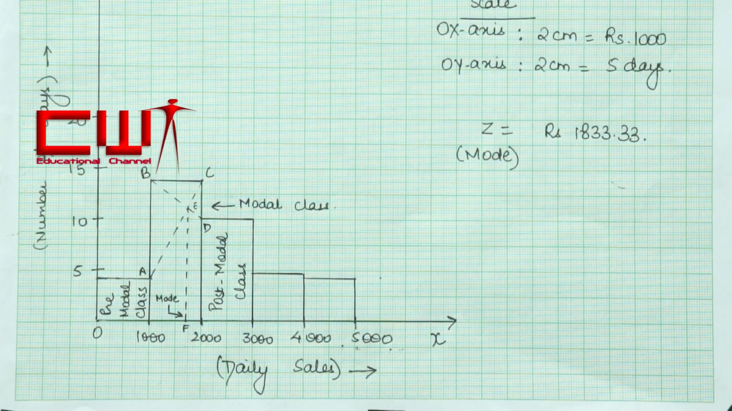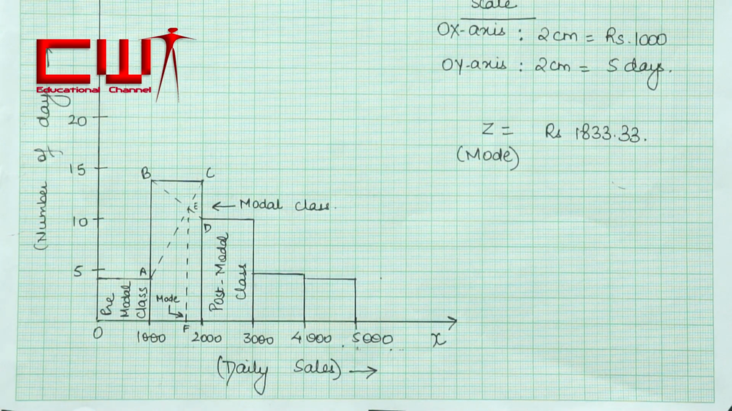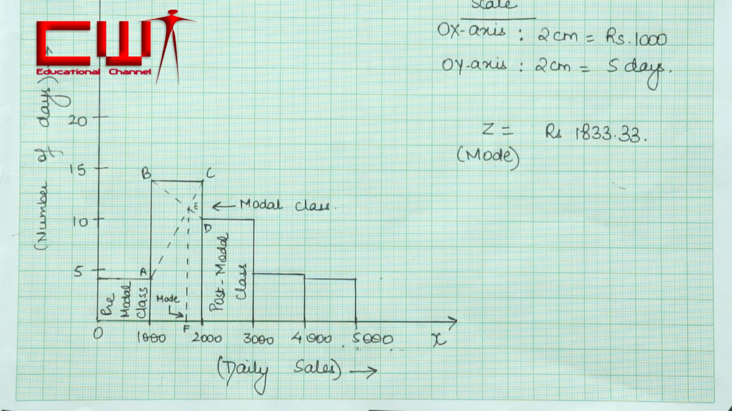There are 3 to 4 questions in this exercise, and they all ask you to calculate mode in the form of a graph. In the last chapter, Statistics 1, we studied how to calculate mode using a formula. But in this chapter, we have to calculate mode on the graph paper. It is very easy. Just look at what we do, and we will do it step by step. In the question, they have given daily sales, that is 1000 to 2000, 2000 to 3000, 3000 to 4000, 4000 to 5000, and they have given the number of days. So it is sales on the basis of days.